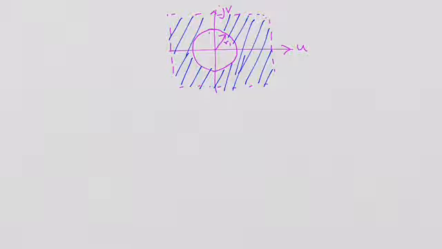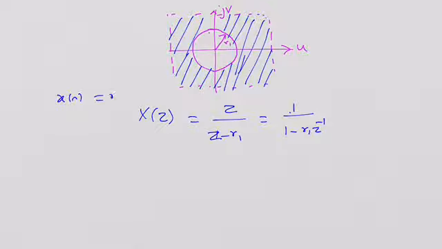Exterior. So what is X of z? X of z is equal to z divided by z minus r1, or this is 1 divided by 1 minus r1 z power minus 1. Agreed? So this is how it is written. When x of n is equal to r1 power n u of n, then its corresponding X of z is like this, with the ROC of this X of z given like this.